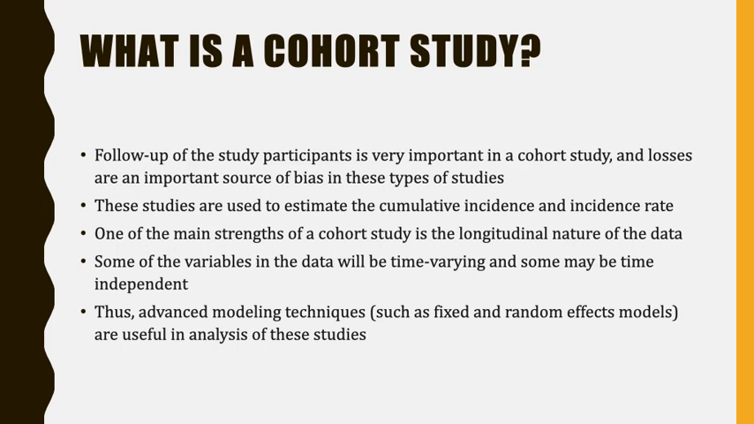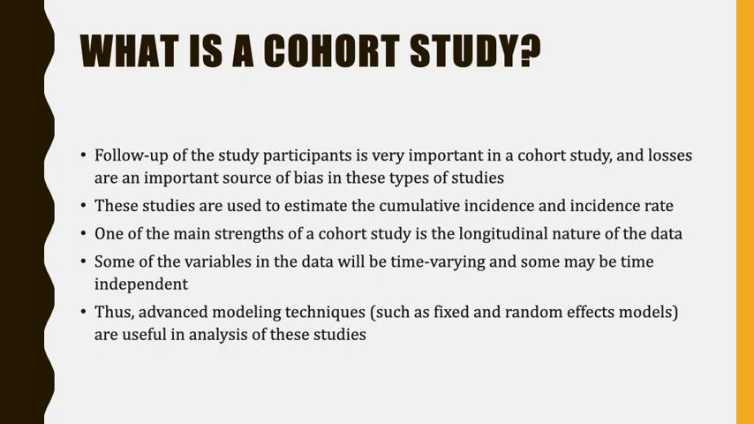Now, follow-up of these participants is super important, and when we fail to follow up, or if we lose a lot of people to the study, we introduce bias to these types of studies. Now, these studies are used to look at cumulative incidence and the incidence rate, things we talked about earlier in the semester, and the main strength is that the cohort study is longitudinal in nature. Now, some of the variables in the data will be time varying and some will be time independent. But overall, we can look and see what the time order is from cause to effect, and that allows us to determine causality like we talked about last week.